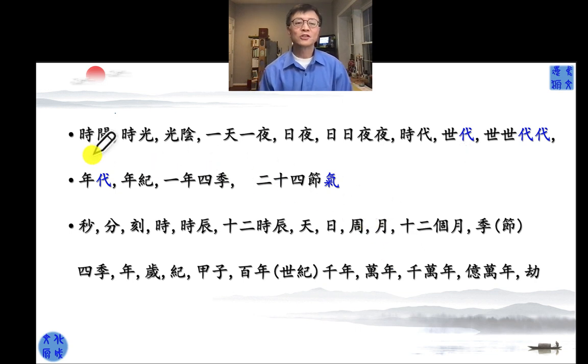是什么意思? 时间, 时光, so the time, the guang is the light. So, 时光 is another way to say 时间, right? Because in daytime, there's light. In nighttime, there's light too. In daytime, is sun, 太阳. In nighttime, 晚上是月亮. 白天是太阳, 晚上是月亮. 还有什么? 日月星天地人星星 stars.